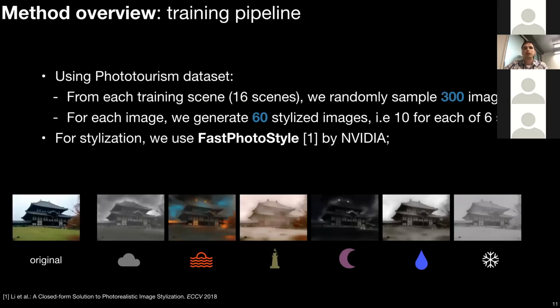To train our model, we used the phototourism dataset. In particular, from each training scene of the dataset, we randomly sample 300 images. And then we generate its 60 stylized versions, stylized copies. For image stylization, we use the method called Fast Photo Style by NVIDIA, and it preserves edges and objects after stylization, unlike other methods designed for artistic style transfer, such as GANs.